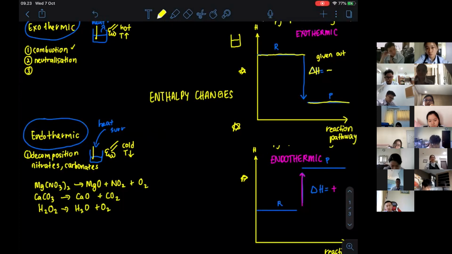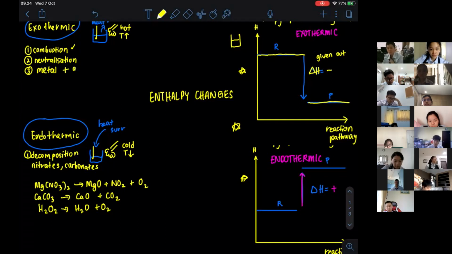Okay, neutralization, I think you should know. If you have HCl with NaOH, it's neutralization. If you have H2SO4 with KOH, it's also neutralization. Neutralization is a reaction that gives you salt and water. Any reaction where acid reacts with alkali to give you salt and water is going to be neutralization.